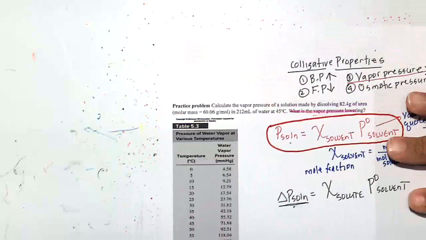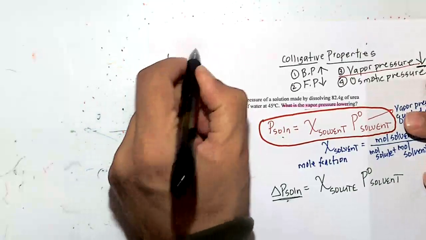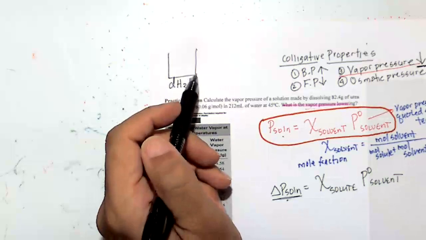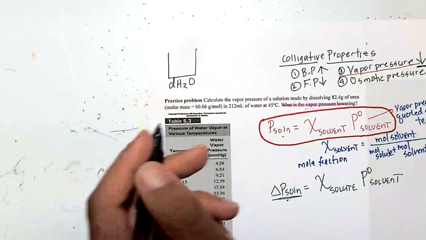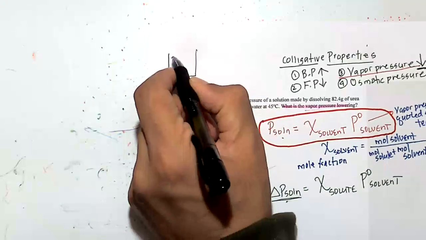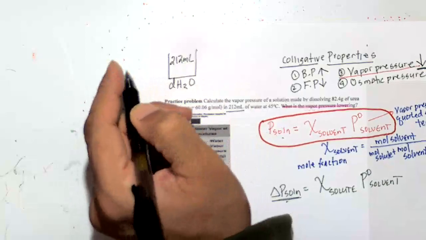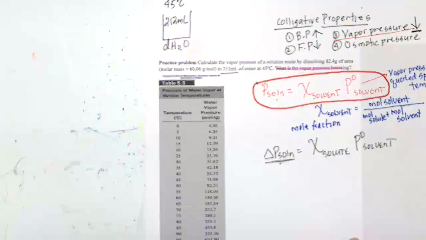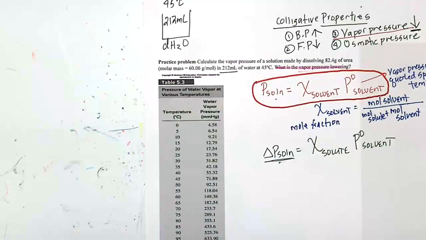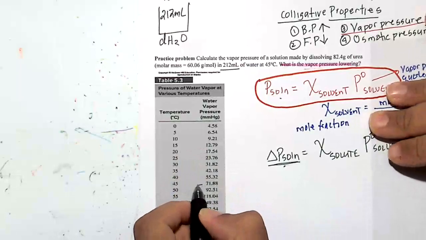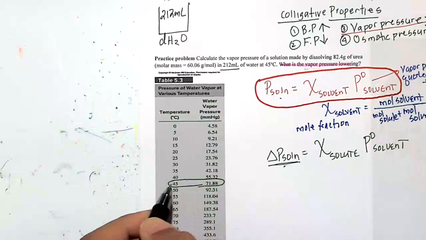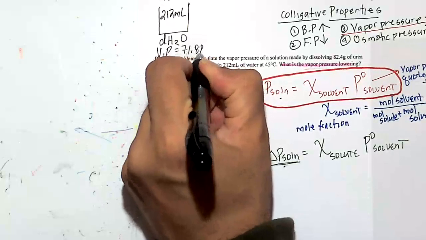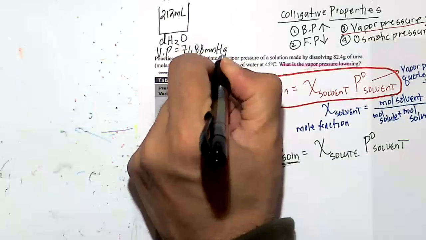Right, so if I were to draw this, it looks like this. Okay, so we have individual water. We'll use pure water. That's what the deionized or distilled water is. And we have 212 milliliters. And at 45 degrees, what is its vapor pressure? At 45 degrees, the vapor pressure is 71.88. So I'll give you that. You don't need to memorize such numbers. So the vapor pressure here at 45 degrees is 71.88 millimeters of mercury.